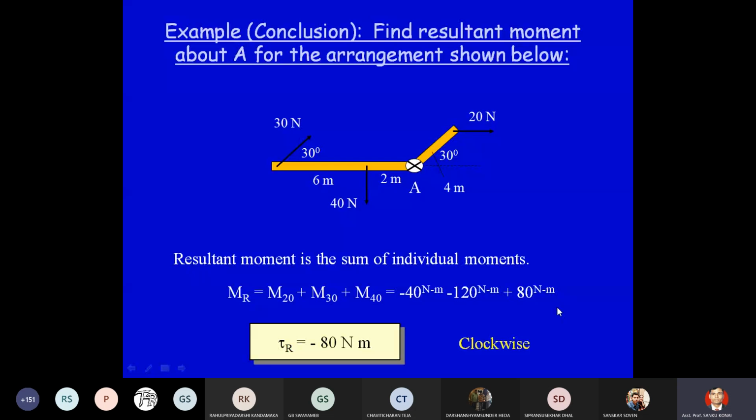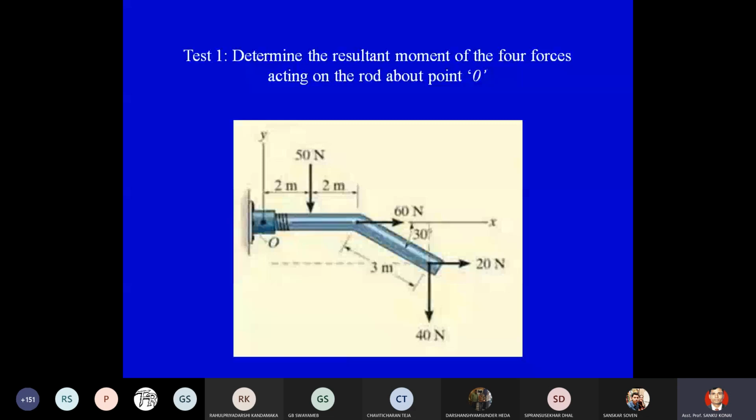So that's how you have to find out the resultant moment, right? Let's solve one more. I think this is very simple and it is easy to understand. So we'll see one more question.